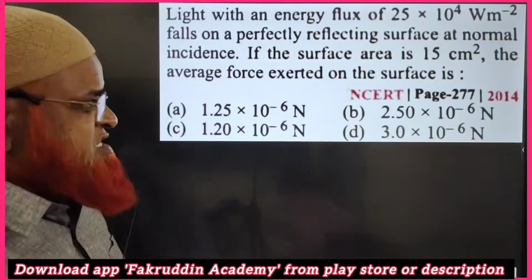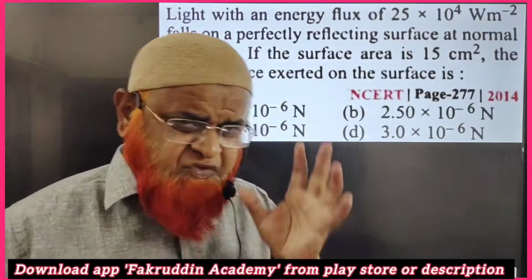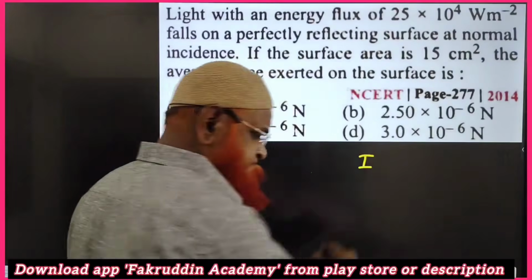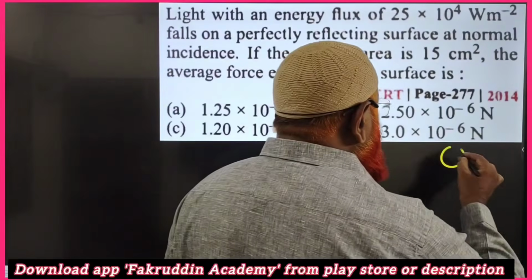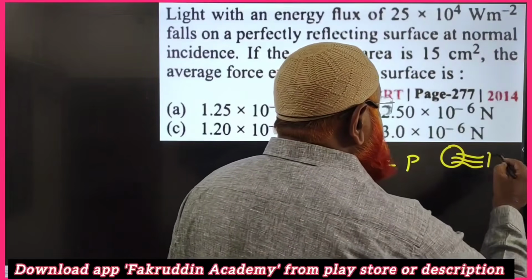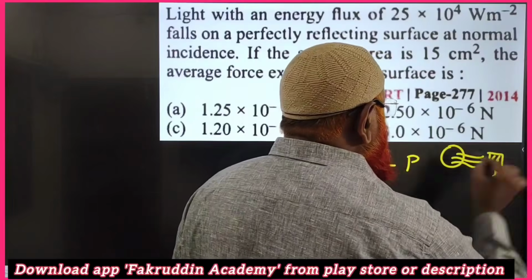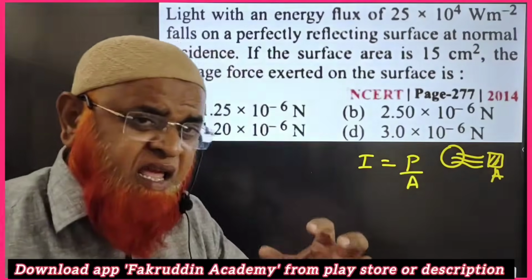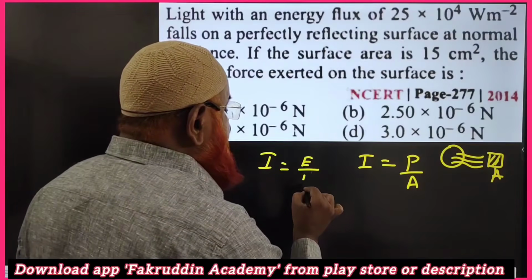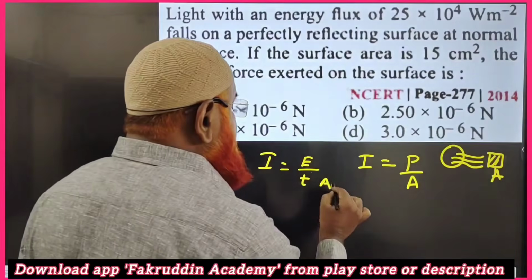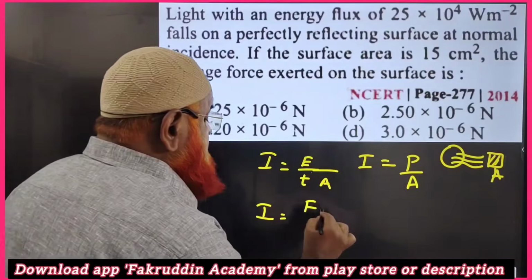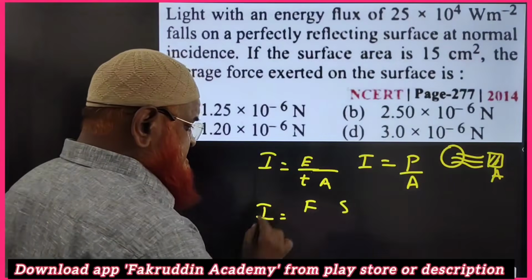My dear students, this is a problem of electromagnetic waves. Let us take intensity. Intensity of light coming from the sun is nothing but power passing per unit area. Power passing per unit area. And you also know intensity, power is equal to energy by time divided by area. Intensity is equal to energy. Energy is nothing but force into displacement.